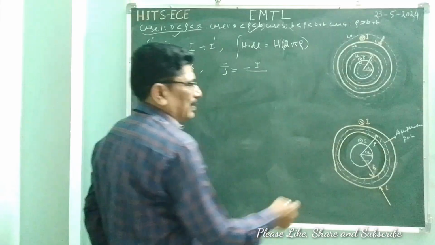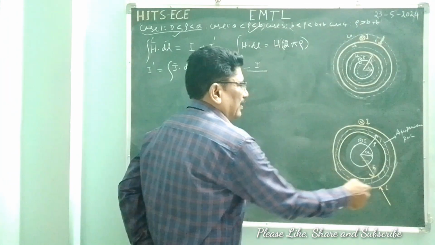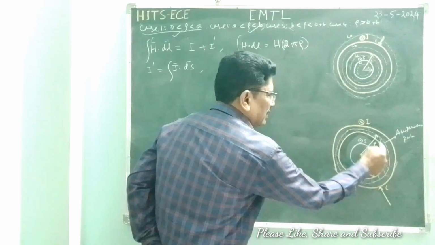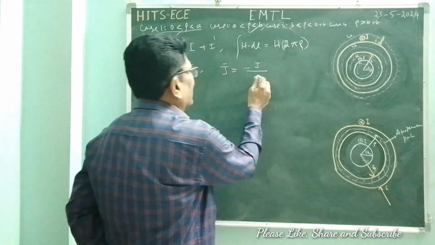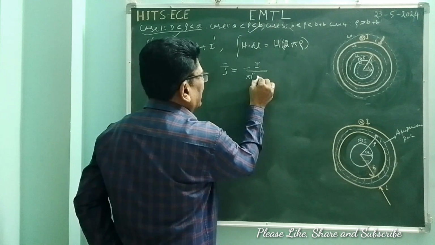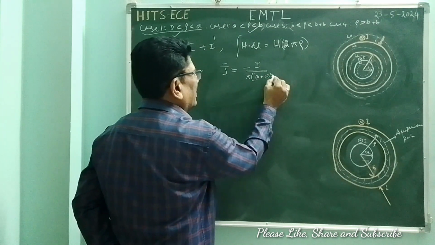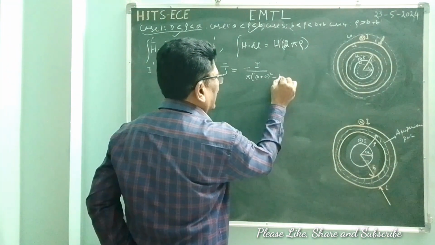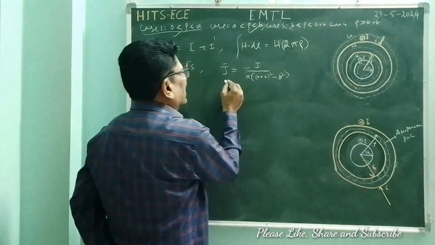I am not saying inner because inner is related to this inner circle. Outer circle area minus inner circle area gives this cross sectional area. So I by pi into outer circle area, which is pi (b plus t) whole square, minus pi b square, which gives the current density.